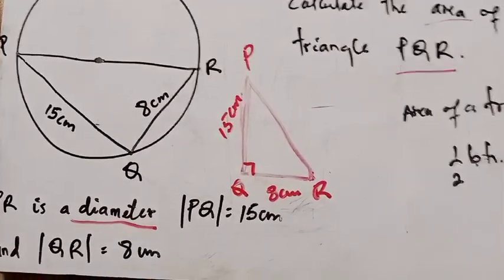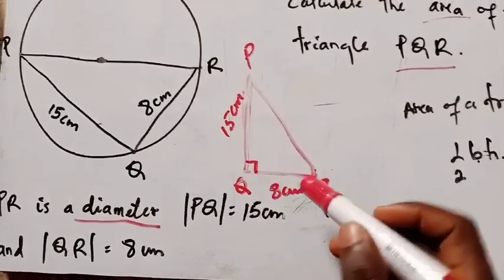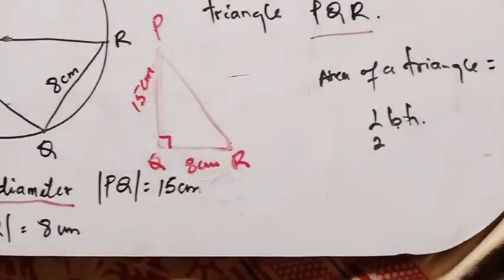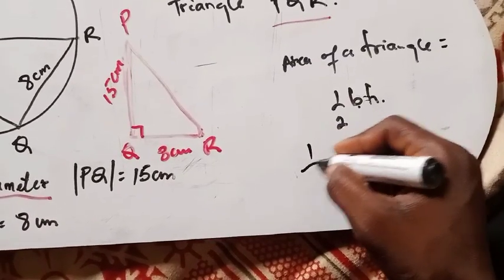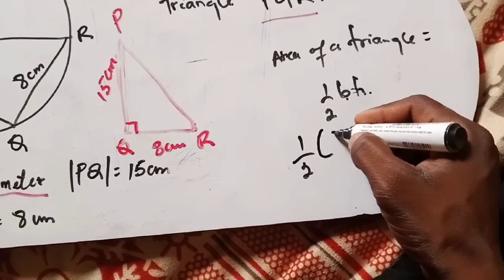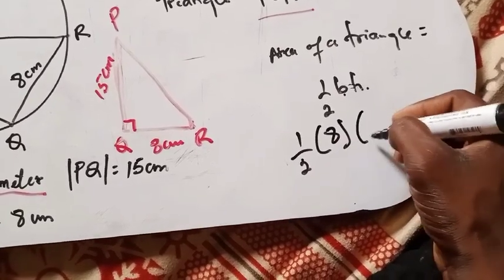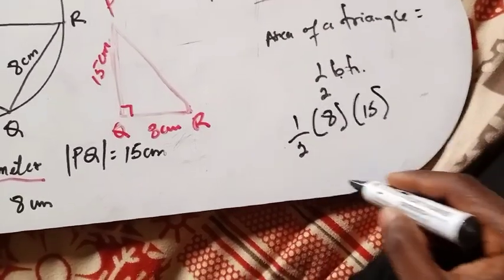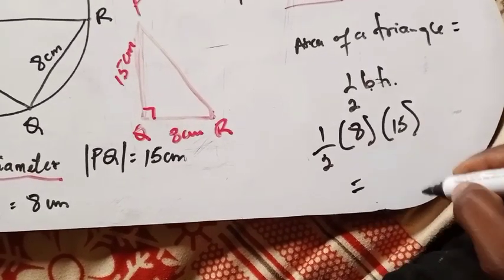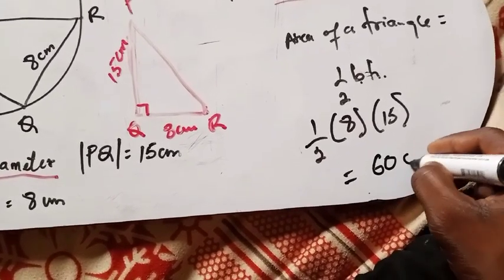So that tells you clearly that this is going to be our base, and then this is going to be the height of the triangle. Okay, so substitute that into the definition of the area of a triangle. We have that multiplied by the base, 8, and then multiplied by 15, right? So you should have the area of the triangle to be 60.